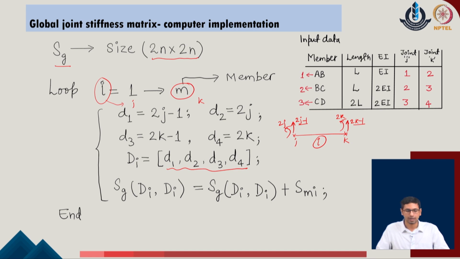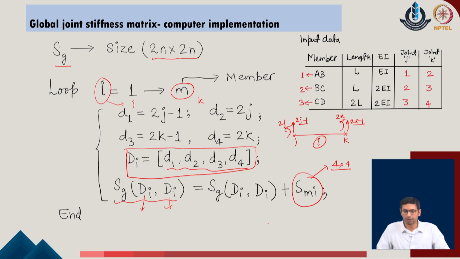And now, I will say that in the global stiffness matrix at the position of these 4 degrees of freedom, which are d1, d2, d3 and d4, I will be placing the stiffness contribution of the member i. So, the stiffness contribution for the member i, which is a 4 cross 4 stiffness, will be placed in the position of d of i comma d of i. If you look at this statement, one can understand that this is the contribution added with respect to the rows d1, d2, d3 and d4 and columns d1, d2, d3 and d4.